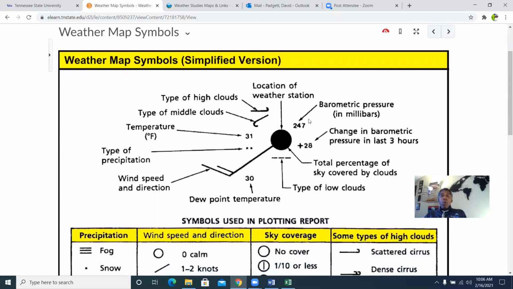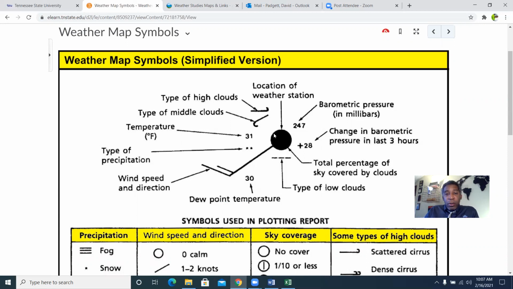So what this point symbol represents is a weather station, okay? So it's most likely a National Weather Service weather station. So when you did that outdoor data collection assignment, you at one point looked up your local National Weather Service or official weather station. So that's what this point symbol represents here. Location of weather station, okay?